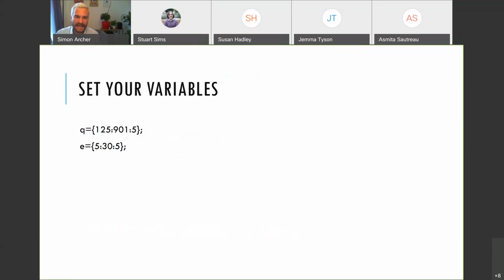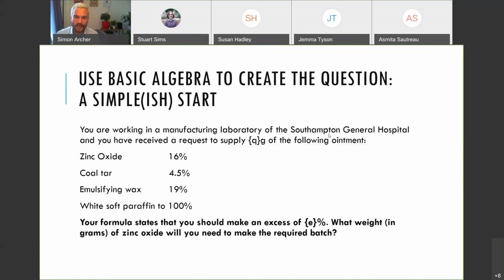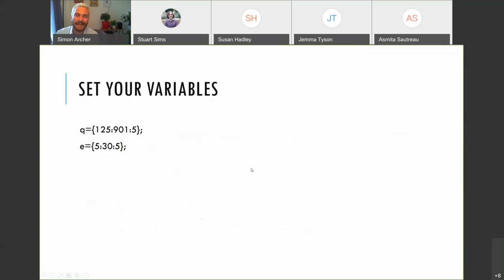So here we can see we decide our ranges. For the first one, Q, which was the total quantity we want the supply to be, I would like it to be between 125 and 901 with an integer of 5. So essentially, every time a student clicks on question, the computer would go, right, make Q 135, make Q 850. So this is saying what I want the minimum number to be, the maximum number to be, and what I would like it to decide the integer to be.